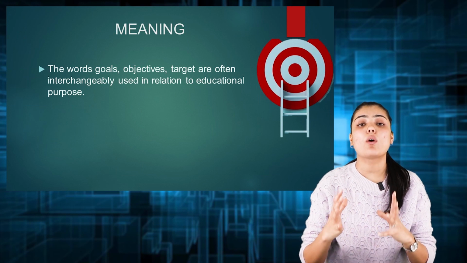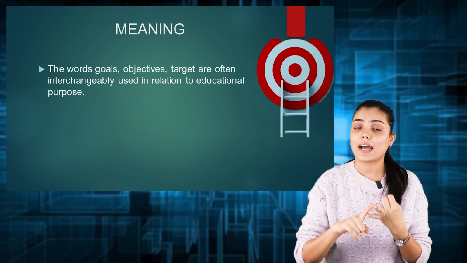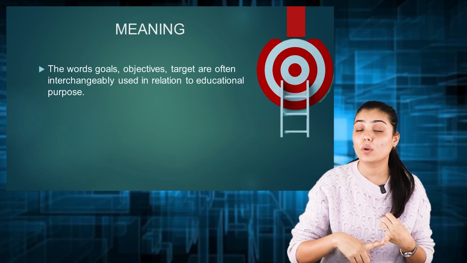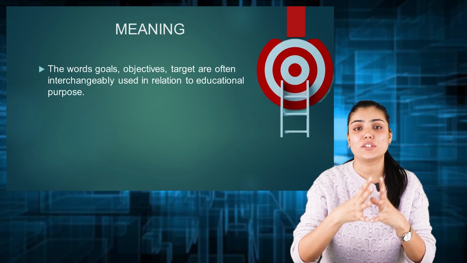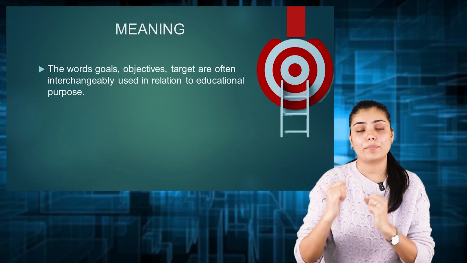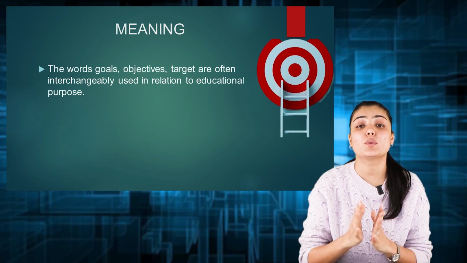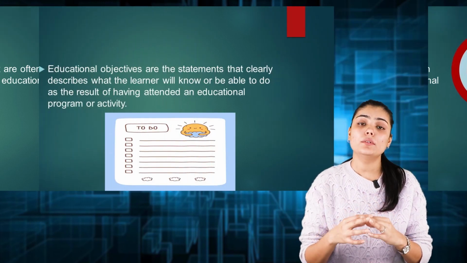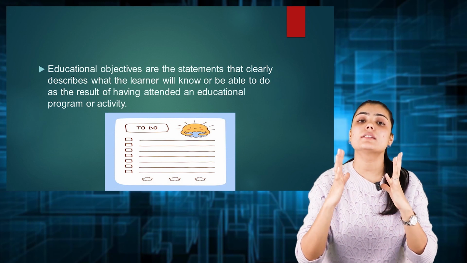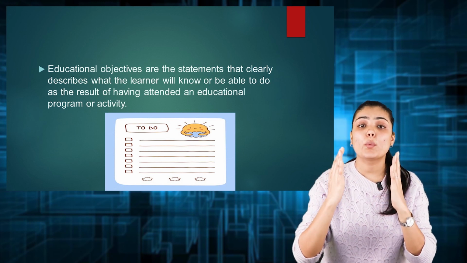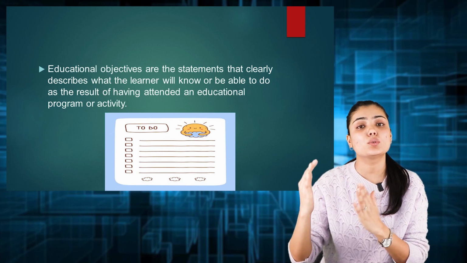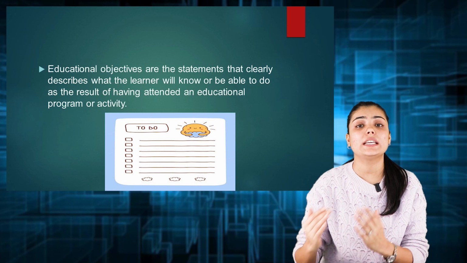Now let us see the meaning of objectives. The words goal, target and objective are used in relation to education. They are used interchangeably. Goal, target, or objective usually means the same thing in education. It means something that we have to achieve, something that we are working towards. Now, let us see the meaning of educational objective. Educational objectives are certain statements which express what the learner will know or will be able to do after a particular educational activity is carried out.